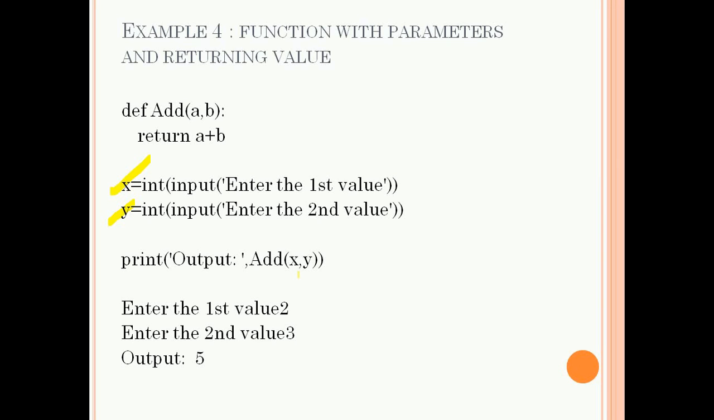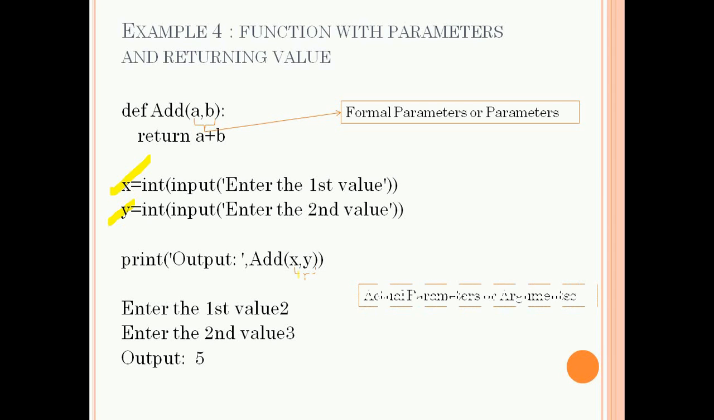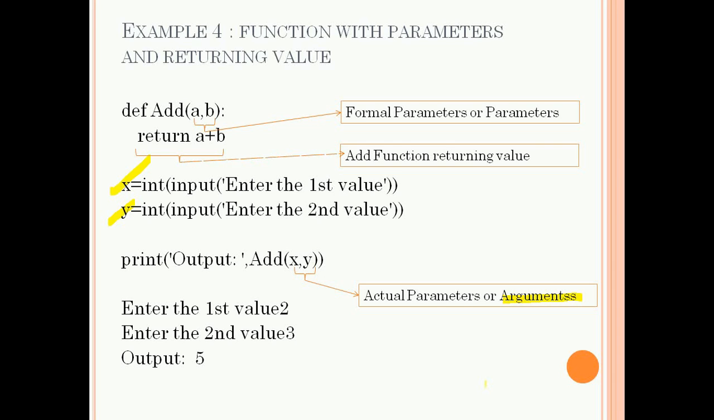Here a and b are called formal parameters or simply parameters, and x and y are called actual parameters or simply arguments. I am very sorry, the spelling of arguments is wrong. This is a typing mistake. I am sorry for that. And return a plus b, this is a return statement. The function is returning the added value. Here also the value of x will be copied to a and the value of y will be copied to b.